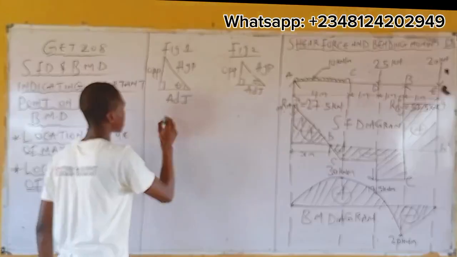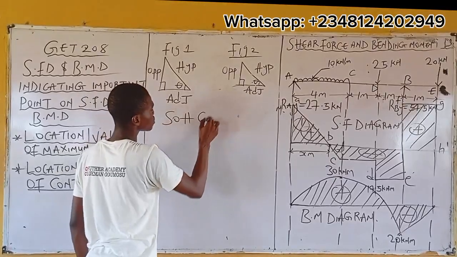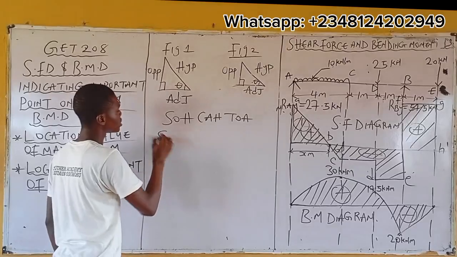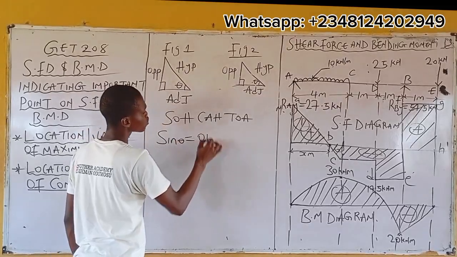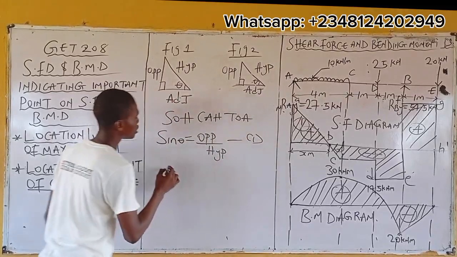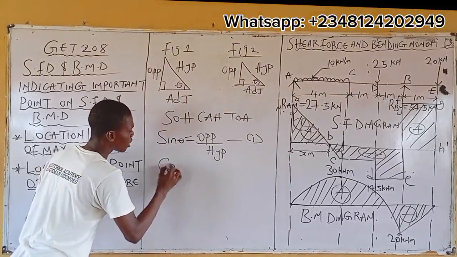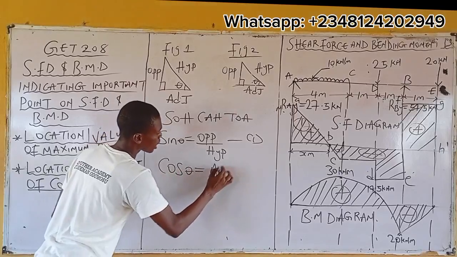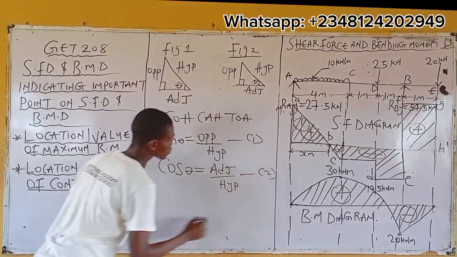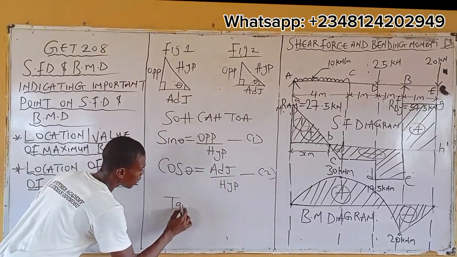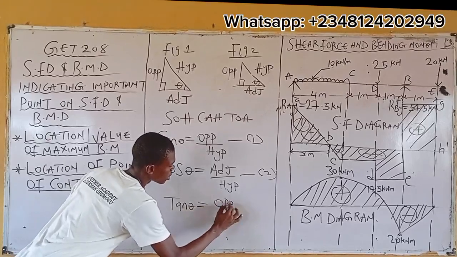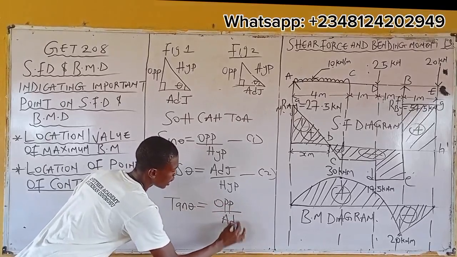So by SOHCAHTOA, what does this mean? Sin theta is equals to opposite over hypotenuse. The other one is what? Cos theta is equals to adjacent over hypotenuse. The last one, what do I have? Tan theta is equals to opposite over adjacent.